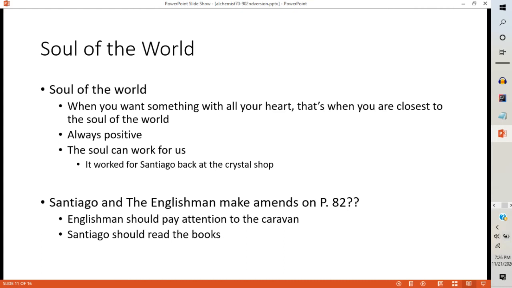They both know about omens. Maybe I had this guy wrong from the beginning. Maybe I need to relax and try to get to know him a little better. Maybe I'll start paying attention to the caravan and the desert and the surroundings. And Santiago appreciates that and says, you know what? I'm sorry I came off the way I did. Maybe I should read your books. Try to understand a little more about what you are looking for.